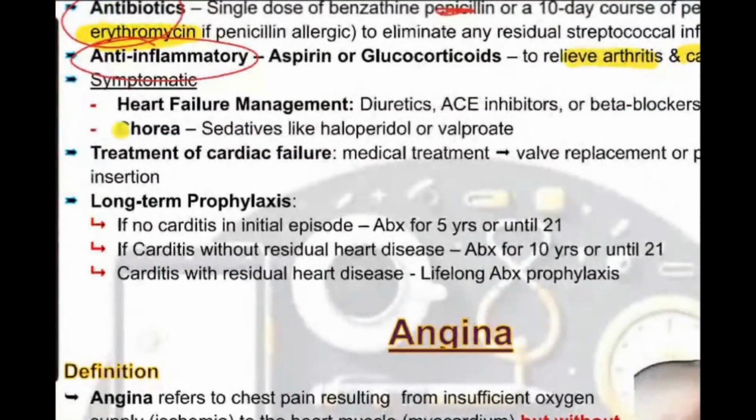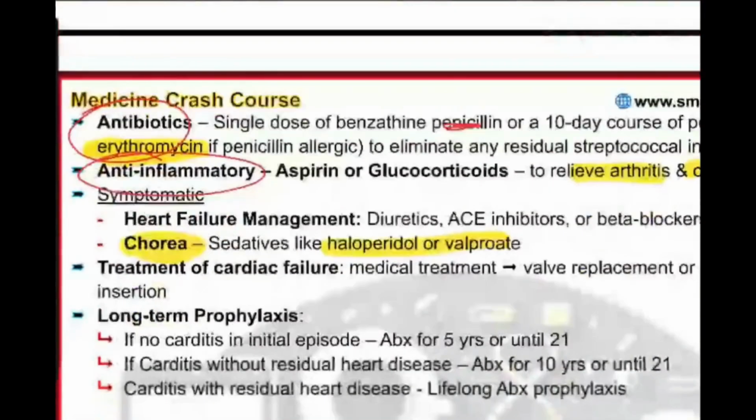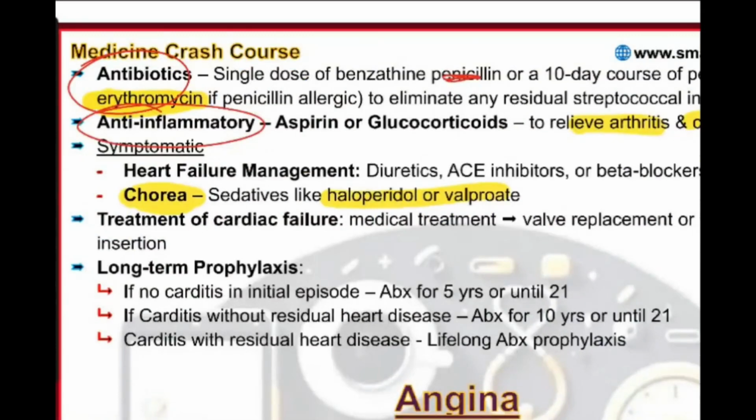If the patient develops chorea, give haloperidol or valproate, which are the relaxants, sedatives. Okay, we did management. Now, we don't want this rheumatic fever to reoccur, because rheumatic fever has a 50% chance of recurrence. It will always recur. So in such patients, to prevent recurrence, you have to do long-term prophylaxis.